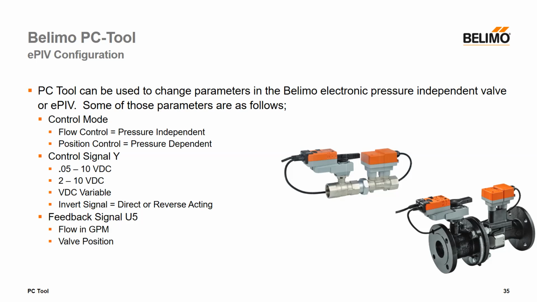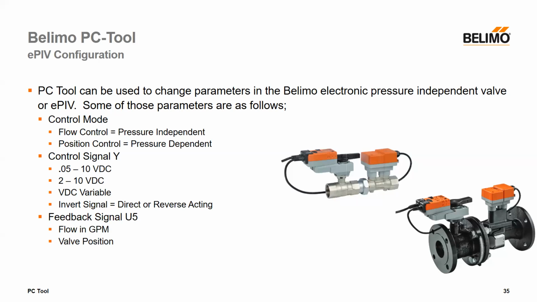Again, just like on the other airside applications or even other valve applications, you can change the control signal input. 0.5 to 10 and 2 to 10 are two standards, but you can also do a variable VDC, for a 6 to 9 or whatever your control signal input needs to be if it's not a standard one. You can invert the signal so you can make it a direct or a reverse acting valve if need be. And you can also change the feedback output signal to either flow in GPM or valve position.